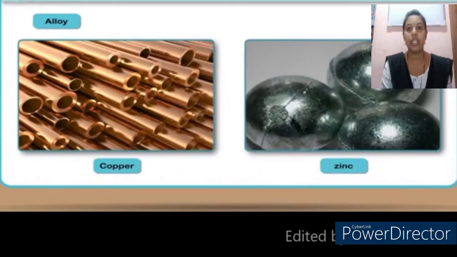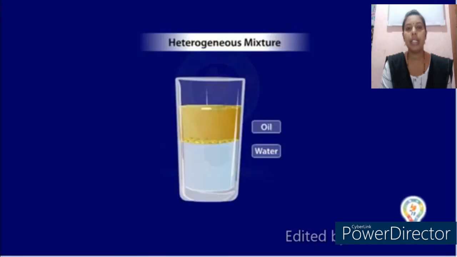Next, heterogeneous mixture. A mixture whose components are not soluble in each other is called a heterogeneous mixture. Soluble means that it can be mixed with another. For example, when oil is mixed in water, it doesn't get dissolved. The oil will float on water.